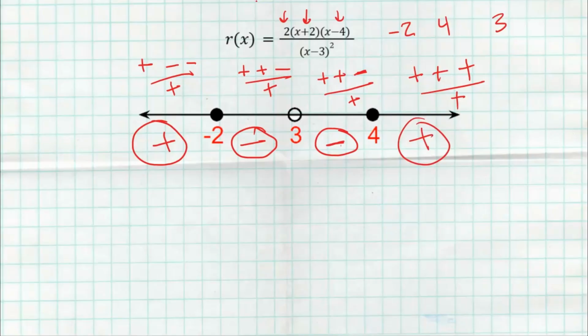Now, we got to be very careful giving our answer because remember, we want it to be less than or equal to 0. That means we like being negative. So most kids are going to say, oh, the answer is easy. Negative 2 to 4. From negative 2 to 4, we're always negative. But we have to skip 3.